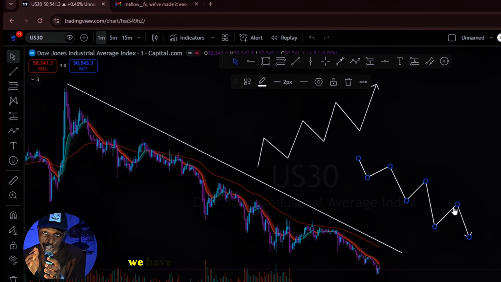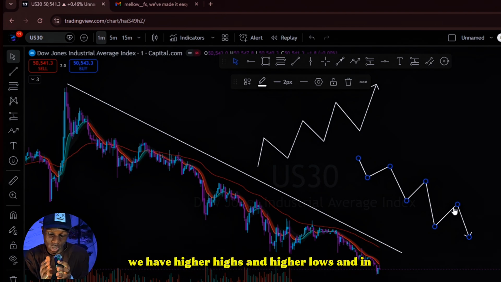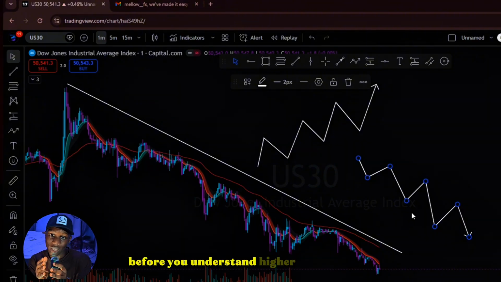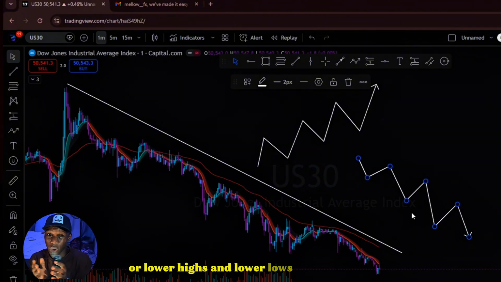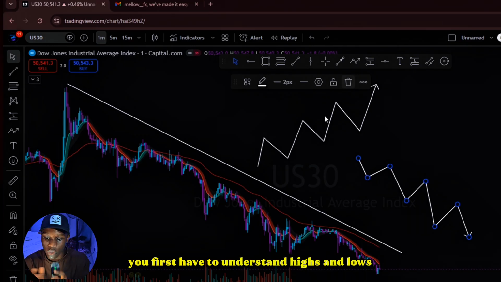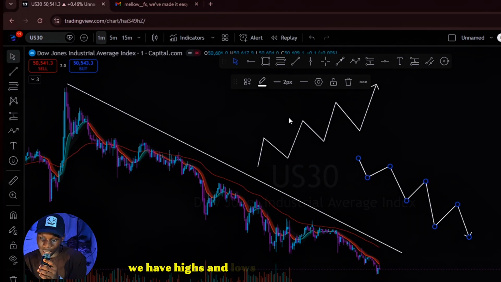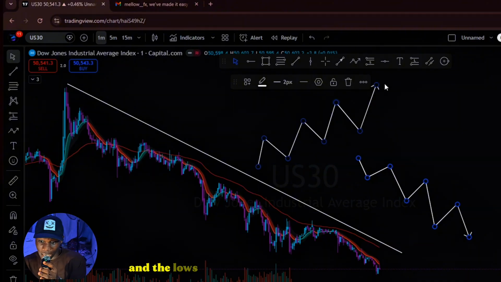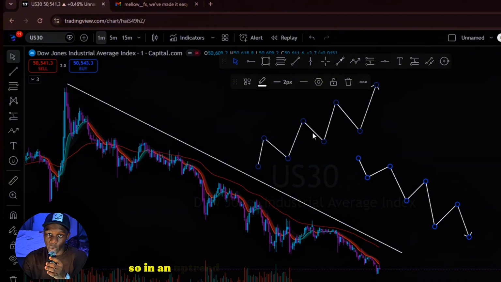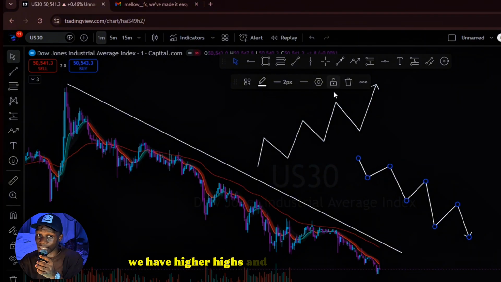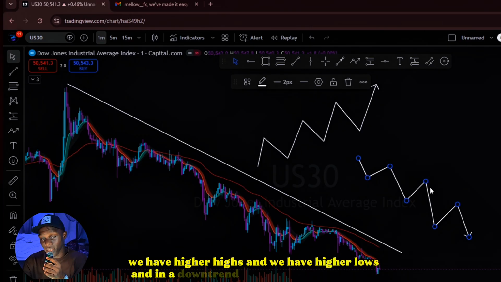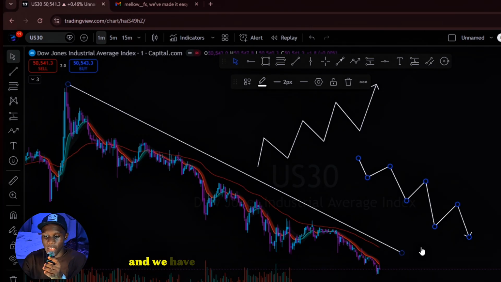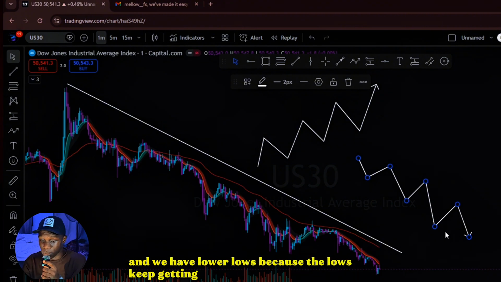So in an uptrend structure we have higher highs and higher lows, and in the downtrend structure we have lower highs and lower lows. Before you understand higher highs and higher lows or lower highs and lower lows, you first have to understand highs and lows. So in an uptrend we have highs and lows, and we can notice that the highs keep getting higher and the lows keep getting higher as well. In a downtrend we have lower highs because the highs keep getting lower, and we have lower lows because the lows keep getting lower.